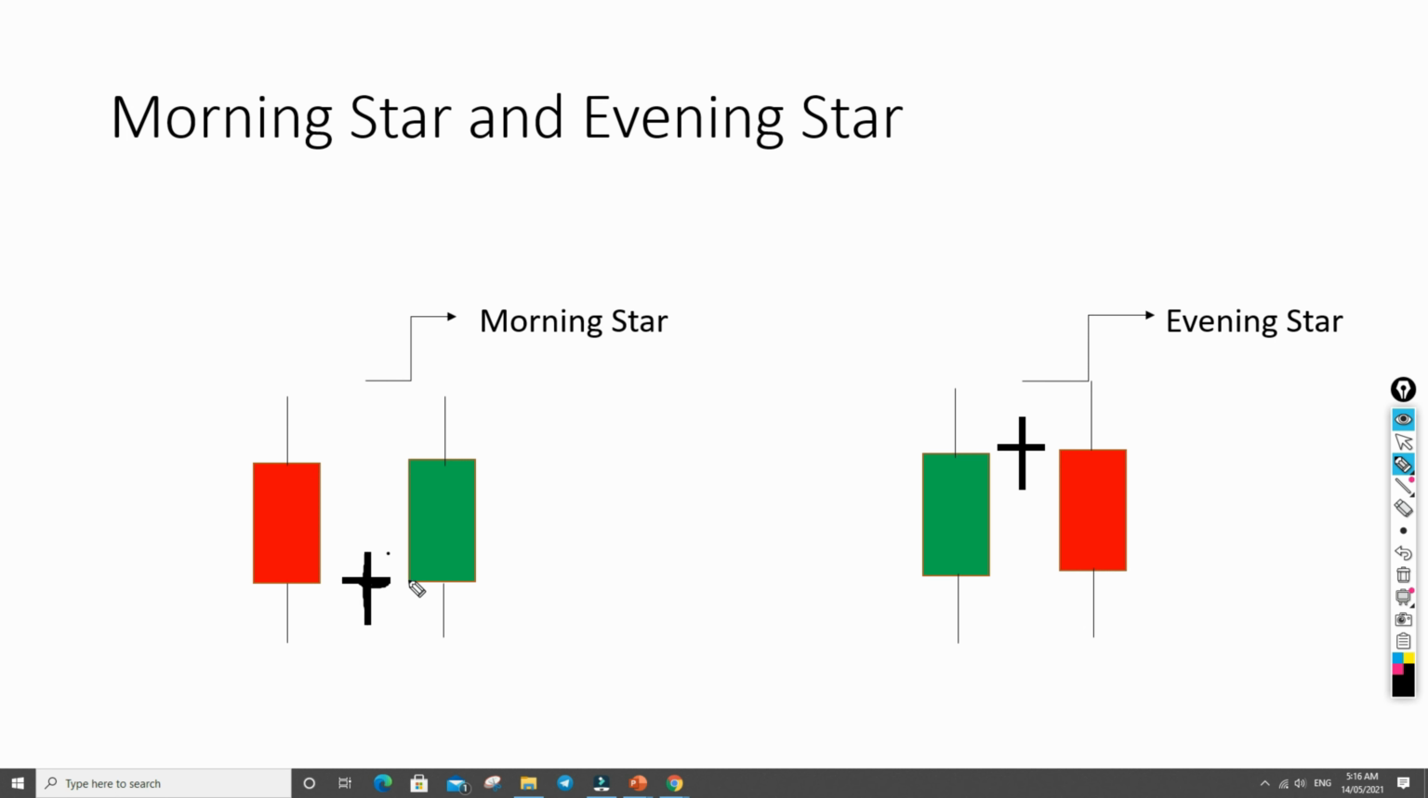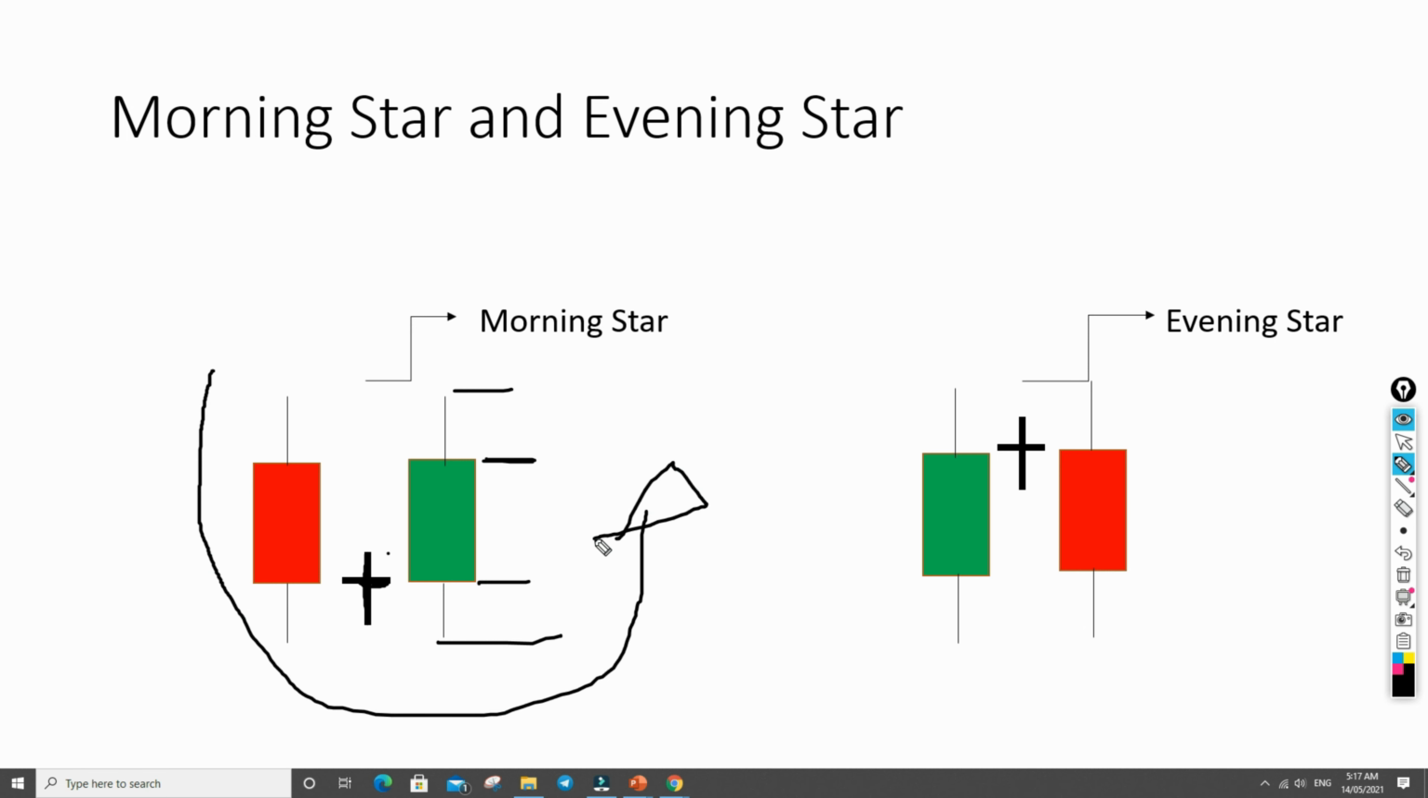And the next one, what happened? The buyers strongly took control. So open here, low here, closed here, high here, and then closed here. This is basically the market sentiment changing, so the price started to reverse. After this candle, if it is in an area of value, then we'll be able to buy from this zone. So that's a morning star, and the evening star is the same but the other way around.